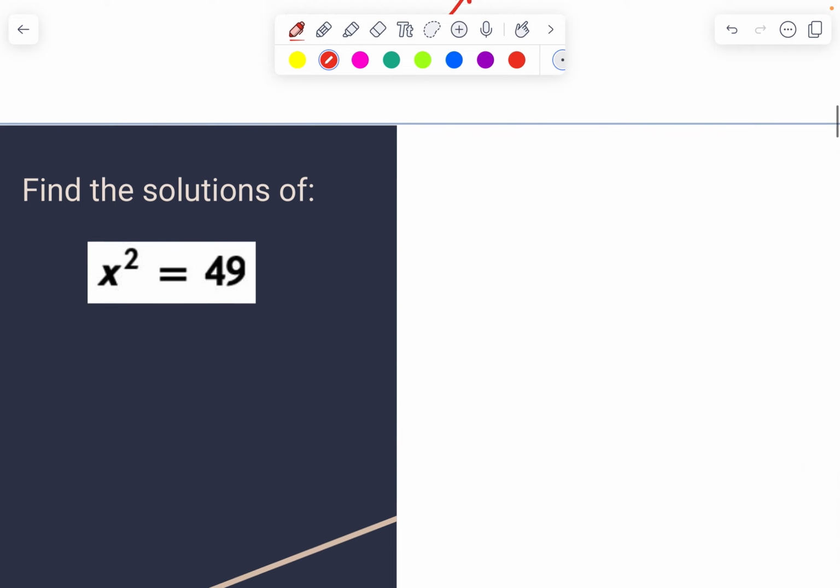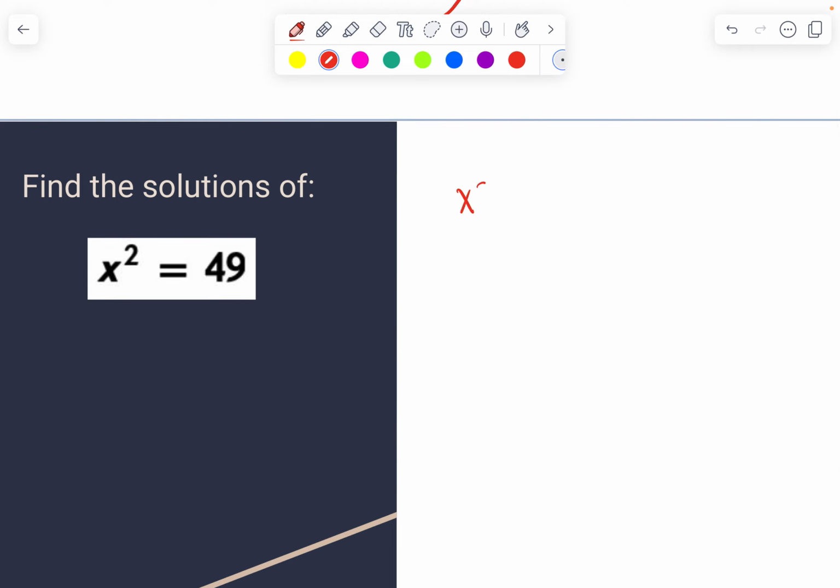So let's look here. X squared equals 49. To undo a squared, so like to undo multiplication, we use division. To undo addition, we use subtraction. To undo a squared, we do a square root. The square root of x squared is x. Square root of 49, if we put that in our calculator, it would tell us that the answer is 7. So our answer is plus or minus 7.